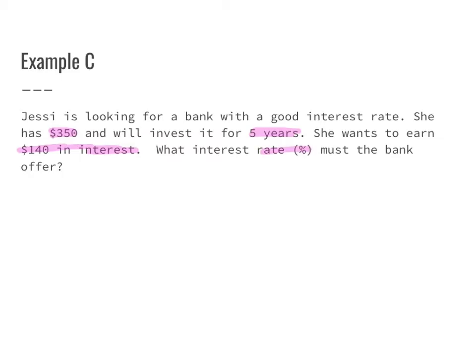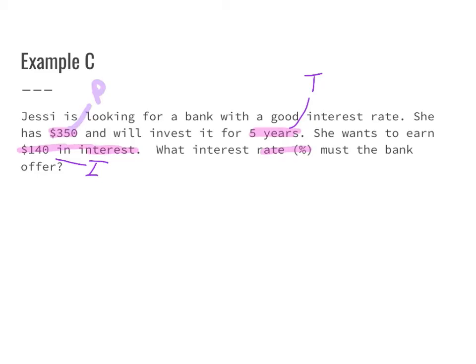So now that I've gone through and I've found the important parts of my problem, let's see what each of those are. So $350 that she's going to start with, that is most likely going to be my principal. So I'm going to mark that as such. 5 years, I see the year, so that's probably going to be time. $140 in interest is going to be interest. And what is the interest rate? That is R.